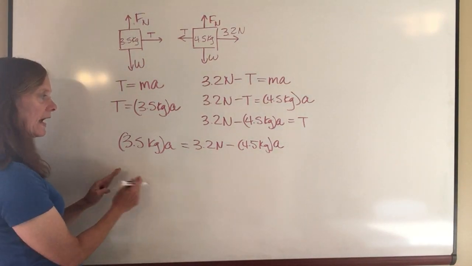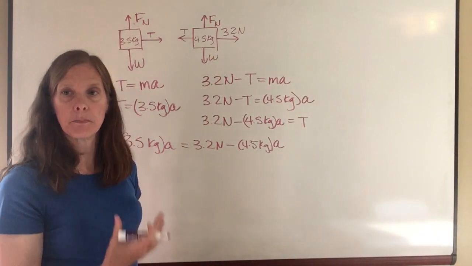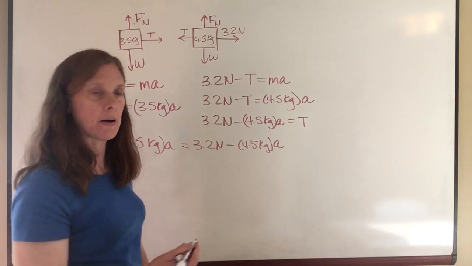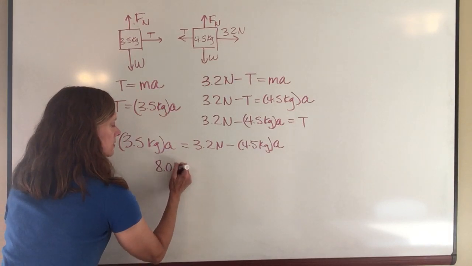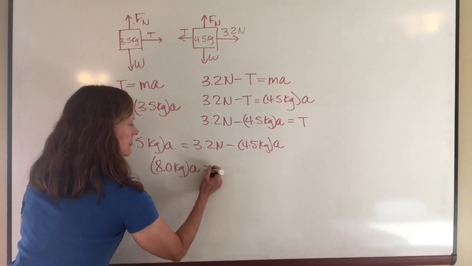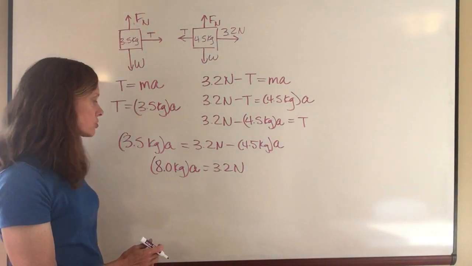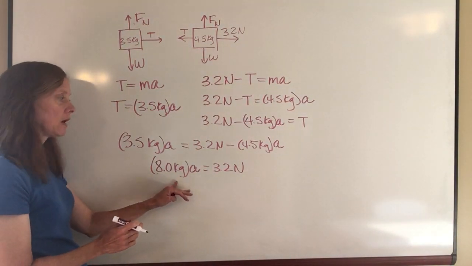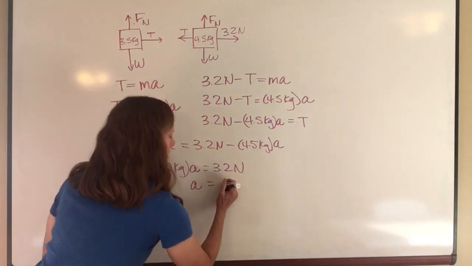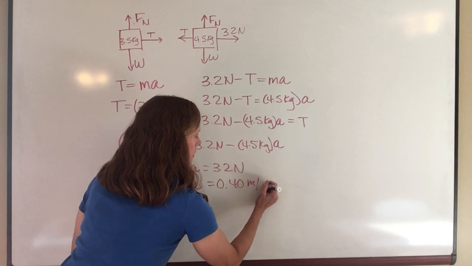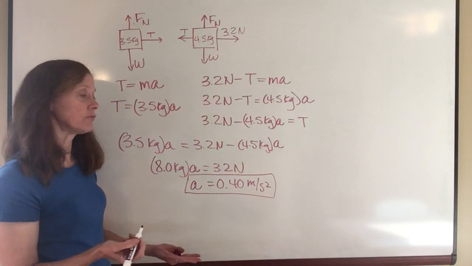Okay? So now I have one equation, and the only unknown I have is A. It's on both sides of the equation, but I can combine those together and solve for that. If I move this to this side of the equation, that's going to give me 8.0 kilograms times A equals 3.2 newtons. You know that a newton is a kilogram meter per second squared, so if I divide both sides by kilogram, that leaves me with meters per second squared. So when I solve for that, A is going to be 0.40 meters per second squared. So that is the acceleration that both of the cars are moving in.